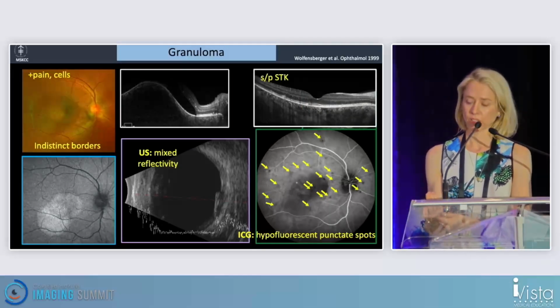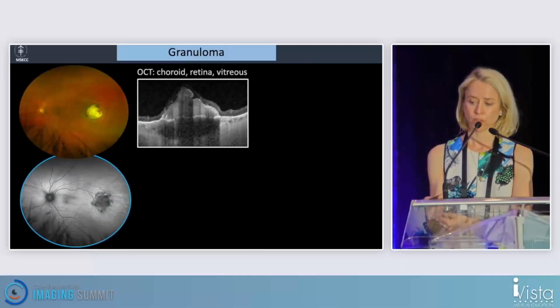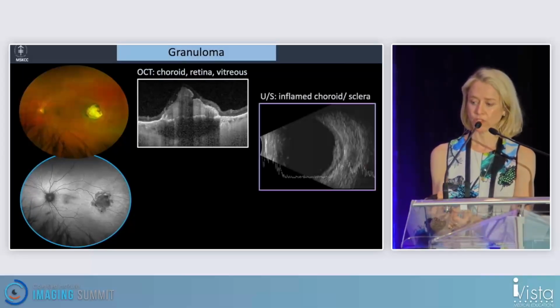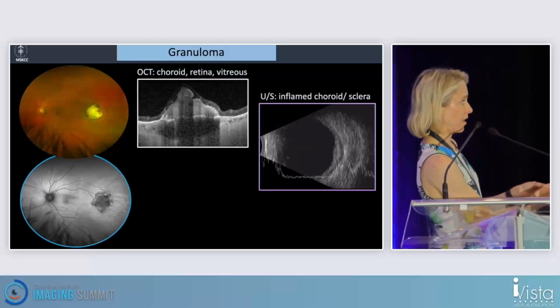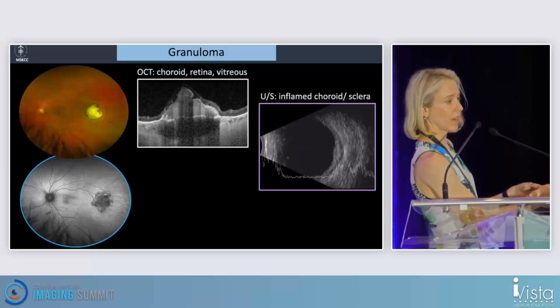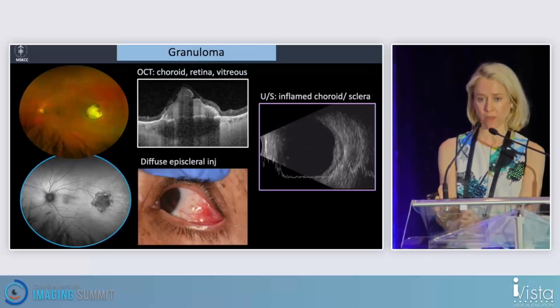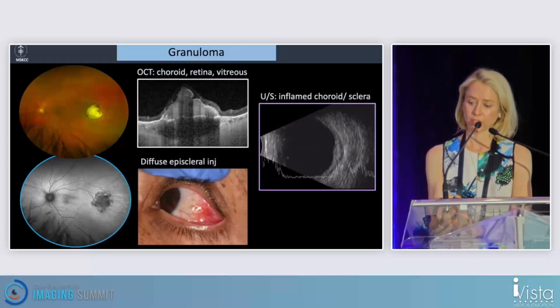And that's what it looks like after a sub-Tenon Kenalog injection. And then here's another example of one where you see involvement not only of the choroid and the retina, but also involvement of the vitreous. You can see the inflamed thickening of the choroid and even of the sclera as well, which is something that, so a scleritis is what you may see with a granuloma, and of course the diffuse episcleral injection.